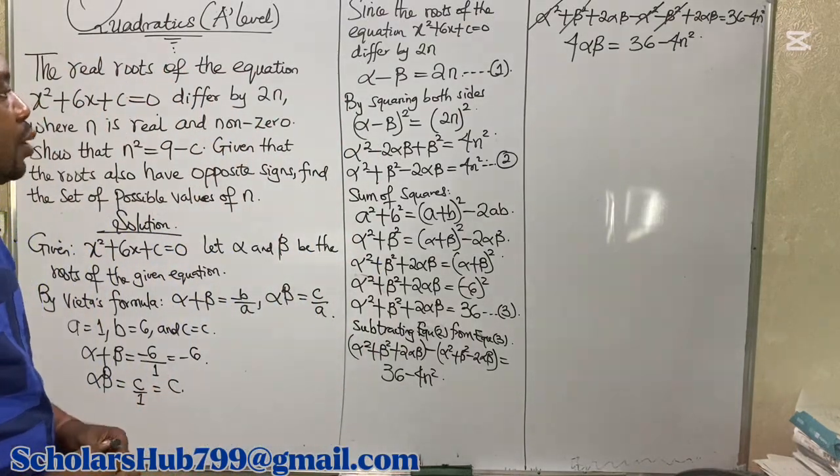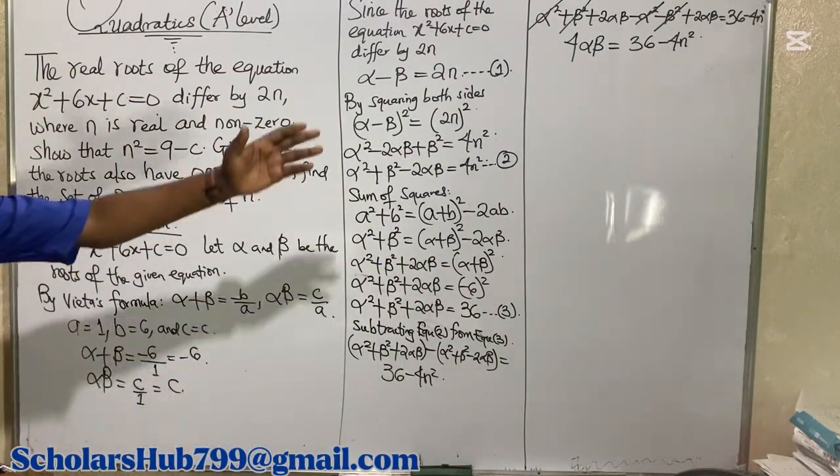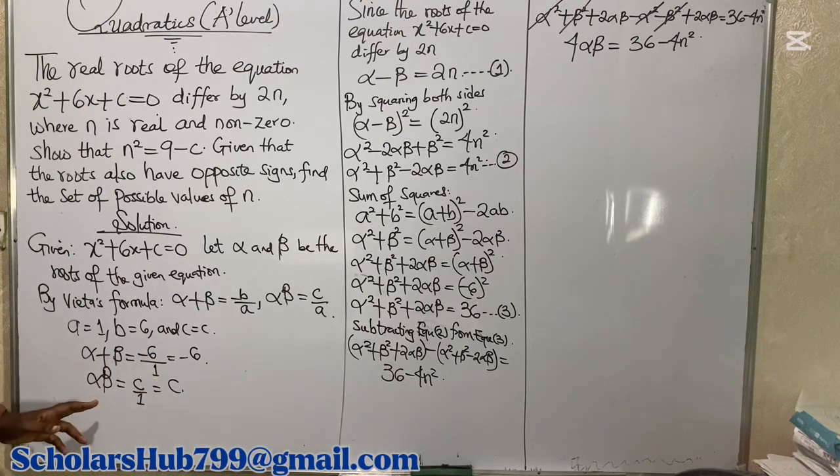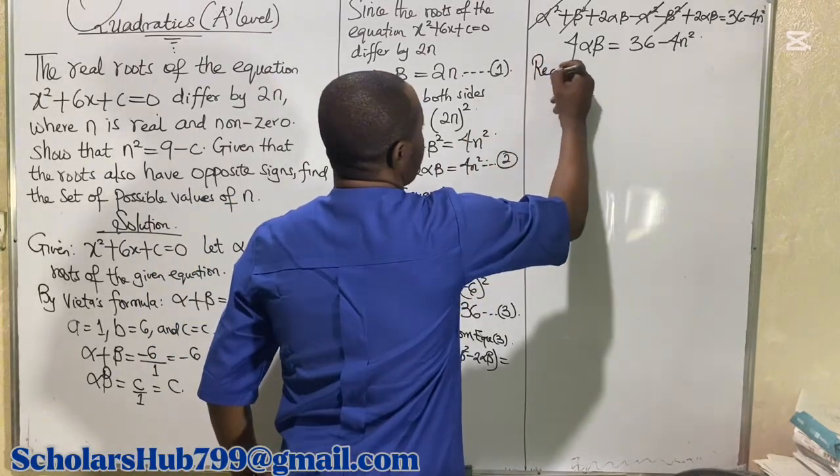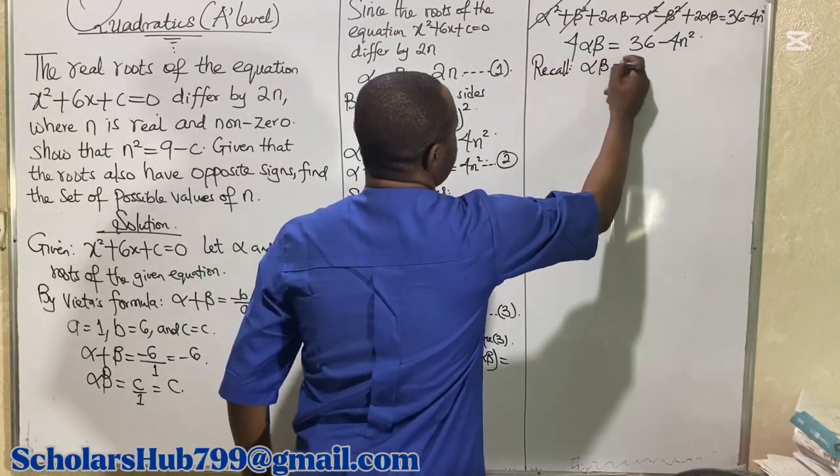Okay, now let's recall from here that the product of alpha and beta is equal to c. Now, let's recall, we know that alpha beta is what?